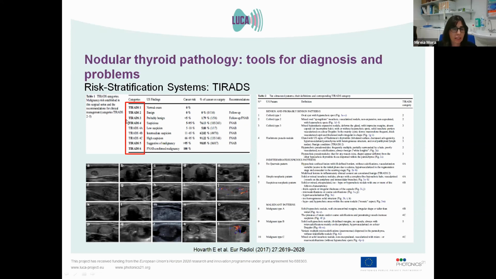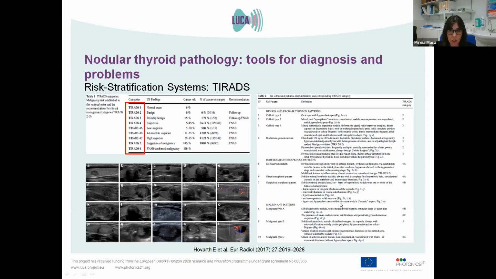In general, the nodules that are associated to malignancy are classified as TI-RADS 4 and TI-RADS 5, being TI-RADS 5 the most associated to malignancy. TI-RADS 6 implies a fine needle aspiration that is positive. So in these two cases, TI-RADS 4 and 5, fine needle aspiration would be indicated whatever is the size of the nodule, okay? And here you can see how you establish the classification.